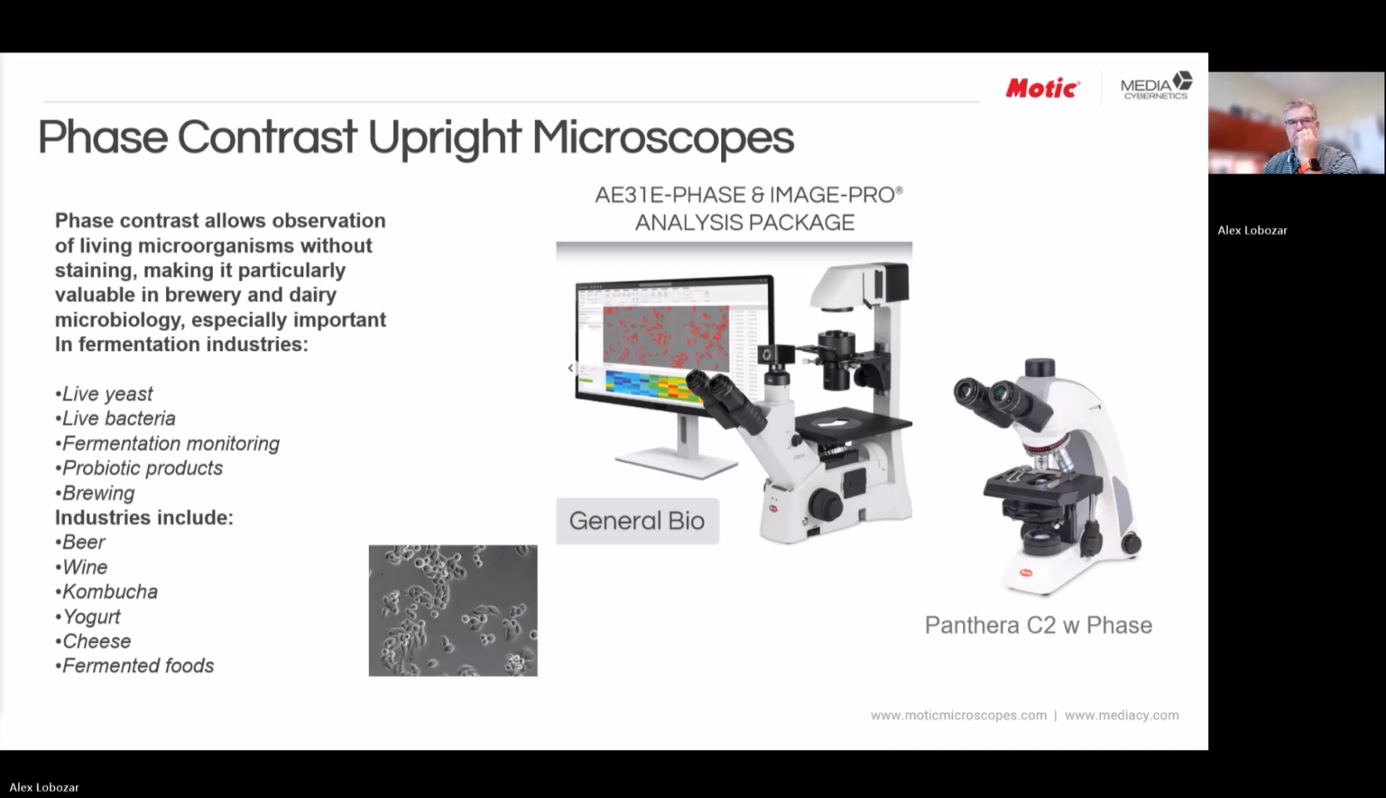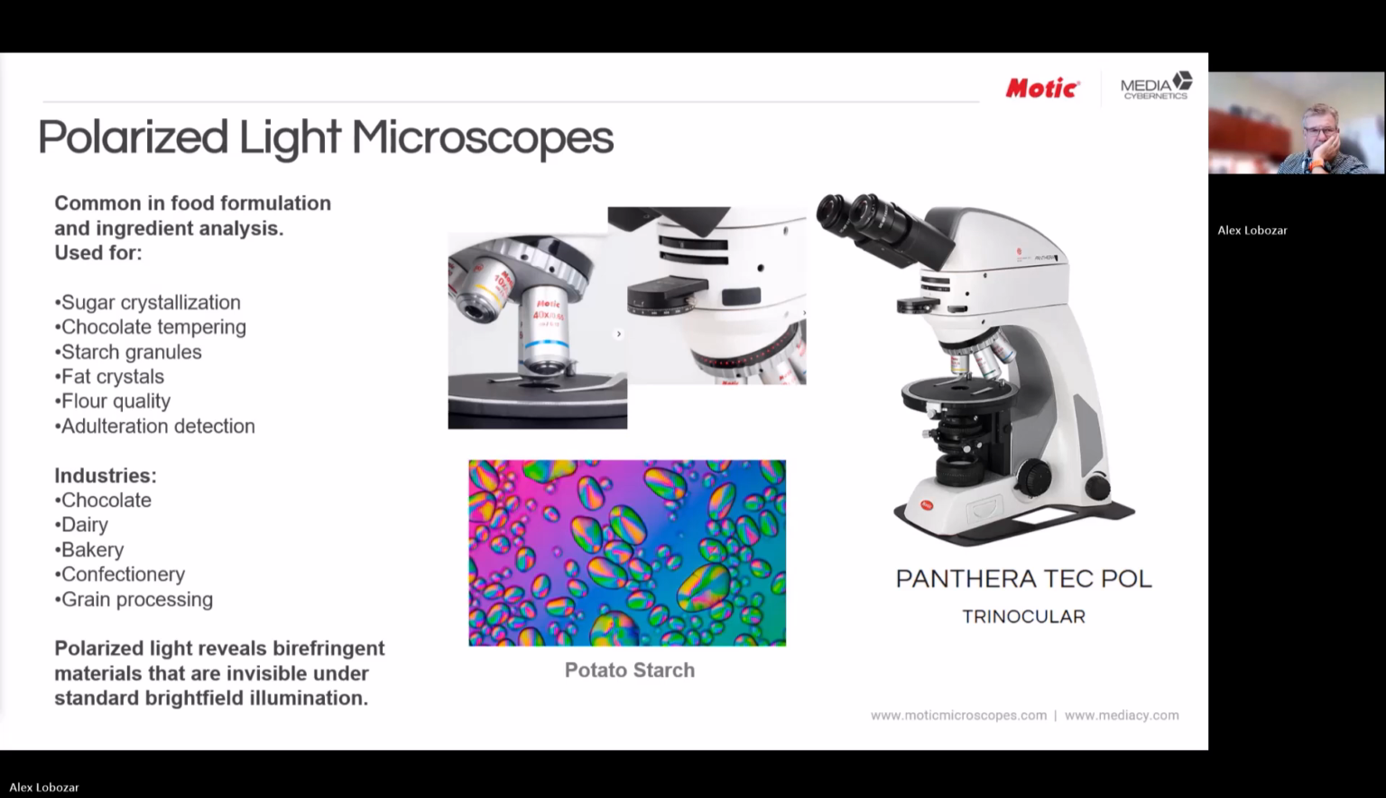As Alex mentioned, different contrast methods are used. Phase contrast is a common method used for some of the live yeast, live bacteria, and other general industries like beer, wine, and your yogurts and cheeses. In this case, we can add phase contrast to both our inverted scopes and our upright scopes. We talked first about our upright compounds, and the one to the left is our AE31E, which is an inverted scope, which is typical for live cell operation. Both of these are capable of phase contrast as one of the ways to image our live cells, live bacteria.